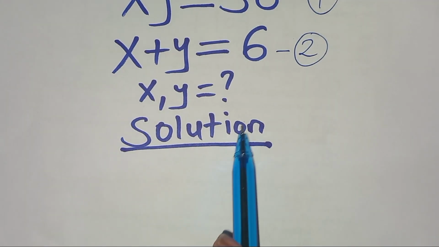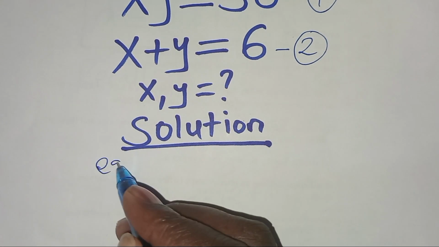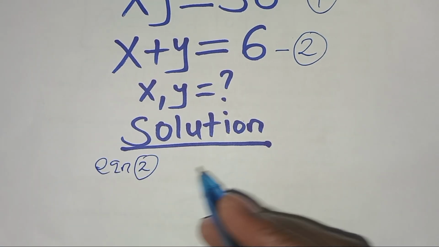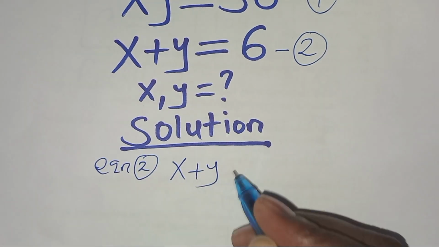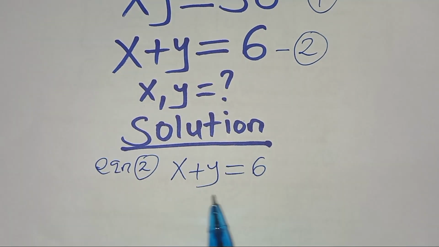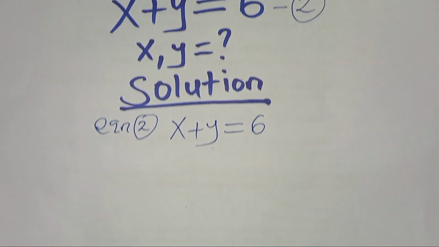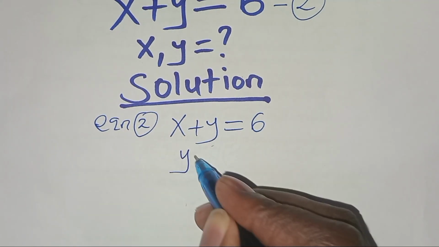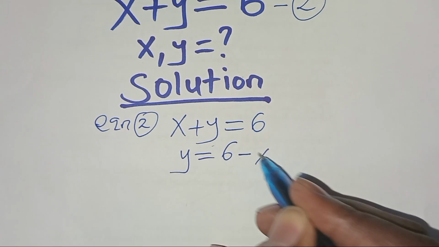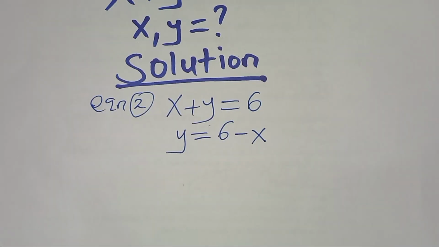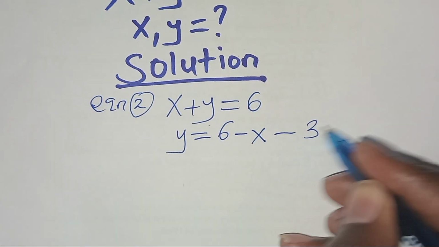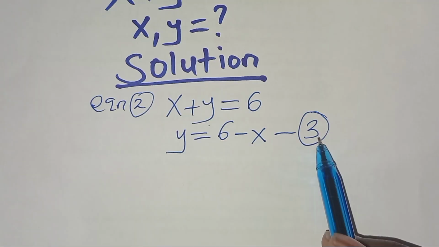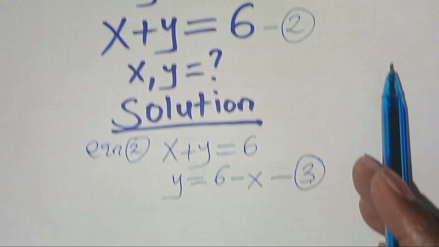Solution. Now from equation 2, that is x plus y, which is equal to 6, let's make y the subject of the formula. So we'll have y equal to 6 subtract x. Let's call this equation 3. Now let's substitute equation 3 into equation 1.